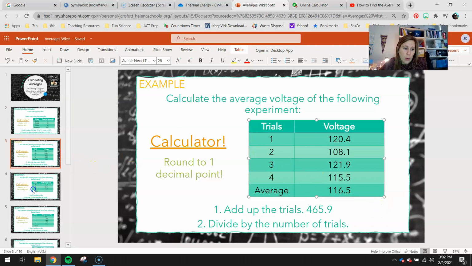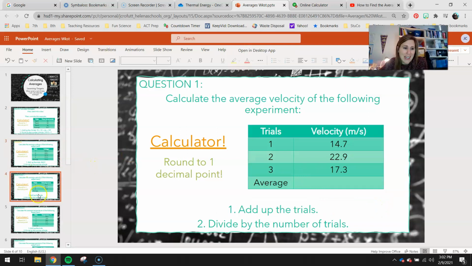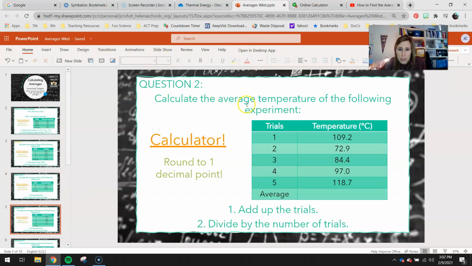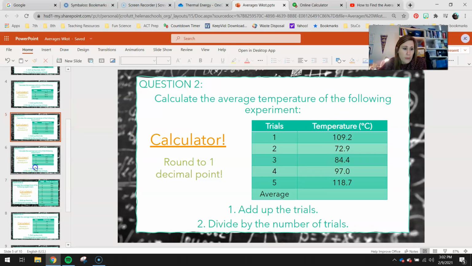Okay? All right, so what I want you guys to do is you have 6 questions to answer on your own. Question 1, you guys are calculating average velocity. You have 3 sets of data to look at. For question 2, you're looking at average temperature in degrees Celsius. So you have 5 different data points there. So add them up, divide by 5.